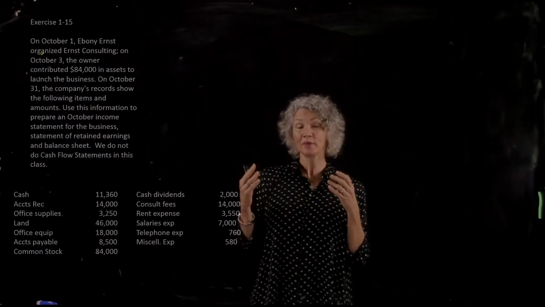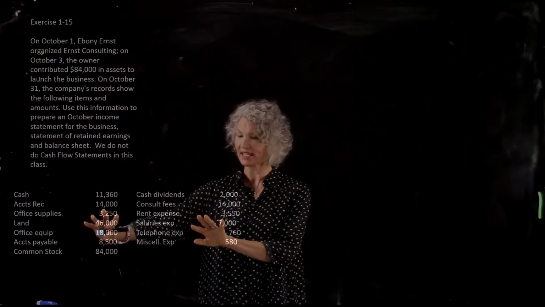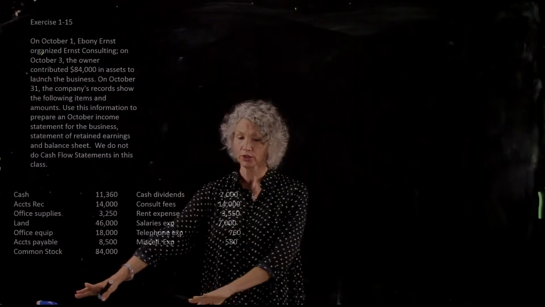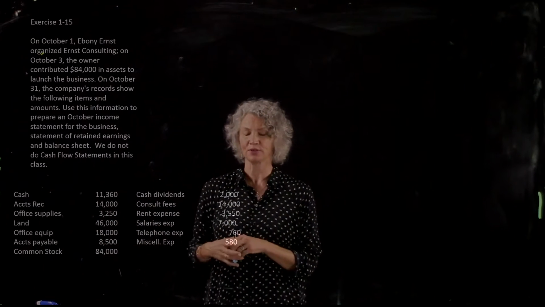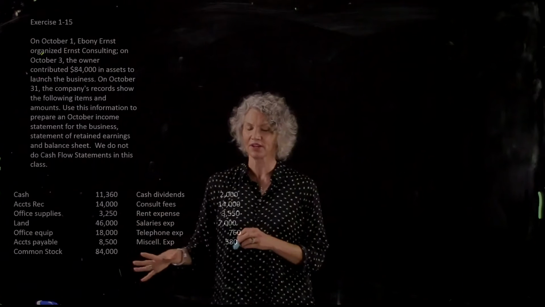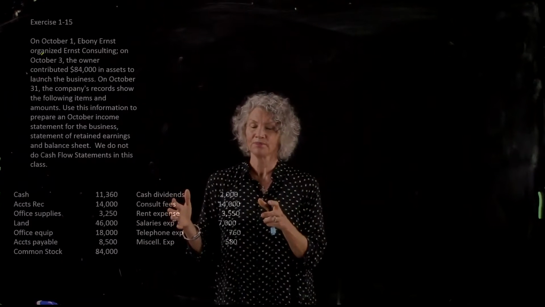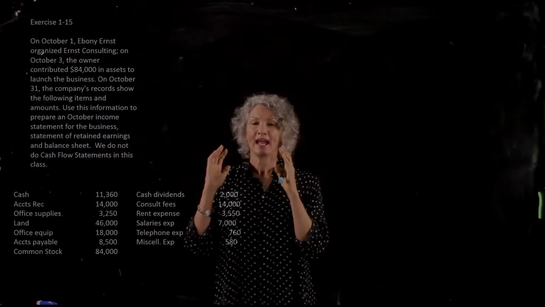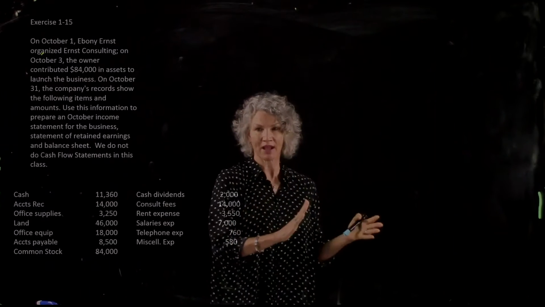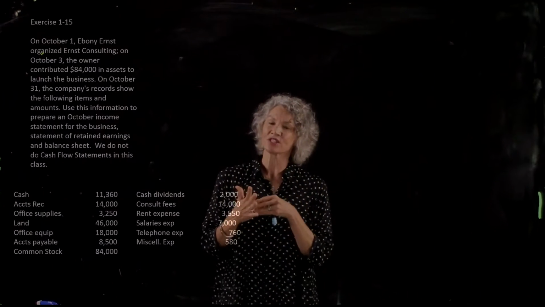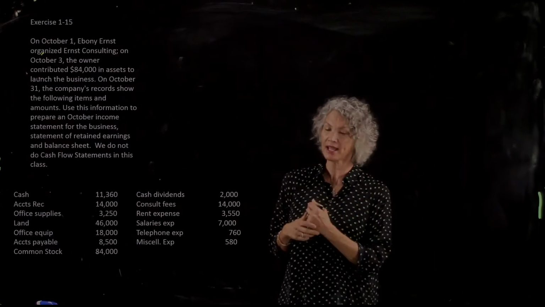Okay, so what we've been dealt here is a list of stuff, and it is not in a particular order. Well, actually, they did nicely put this in order for us, so it'll be very easy to use. We are supposed to do an income statement, a statement of retained earnings, and a balance sheet. In this class, we are not going to do the cash flow statement. You will do that in Accounting 210, okay?